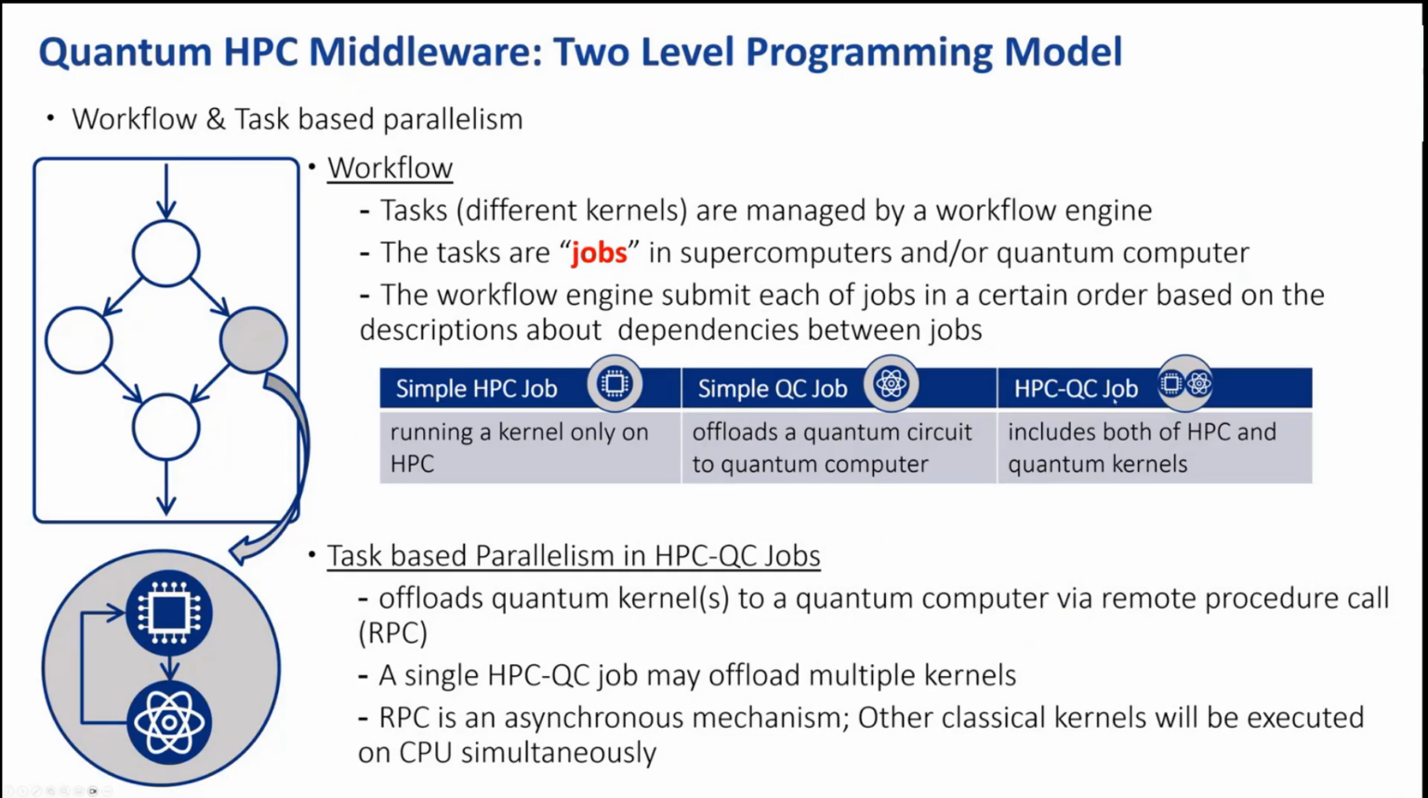The second level of this programming model is the HPC-quantum job. This is a single job from the viewpoint of HPC, but some kernels will be offloaded to the quantum computer directly through remote procedure call. A single HPC-quantum job may offload multiple kernels, and RPC is an asynchronous mechanism, so we can do something else while waiting for the result of the quantum computer.